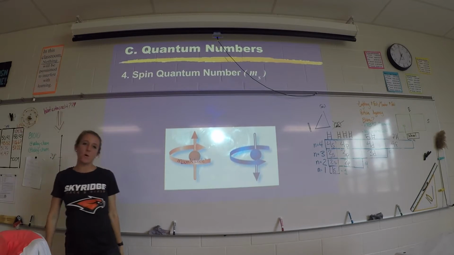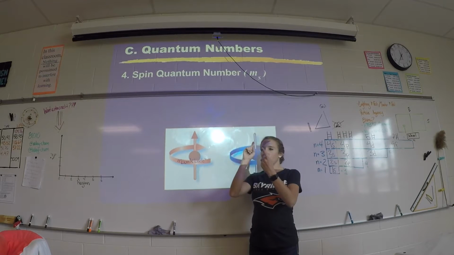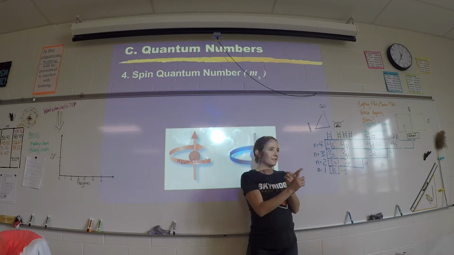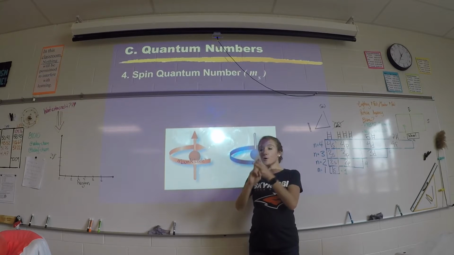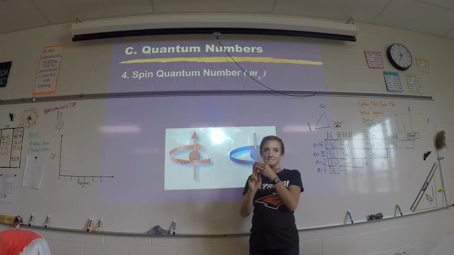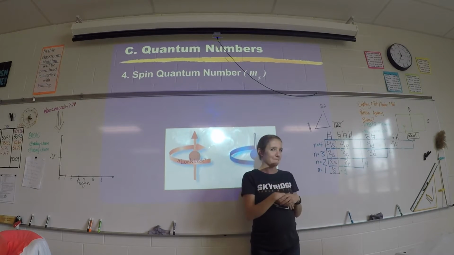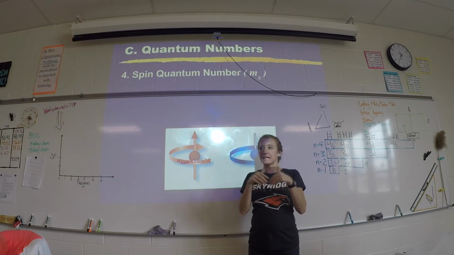Okay, so our last quantum number, the last piece to our hotel, is we want to know what floor they're on. We want to know what room they're in. We want to know the bunk beds, and then we want to know if they're on the top or the bottom bunk. Because that's as specific as we can get here.